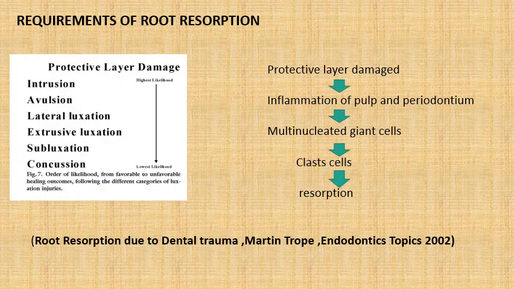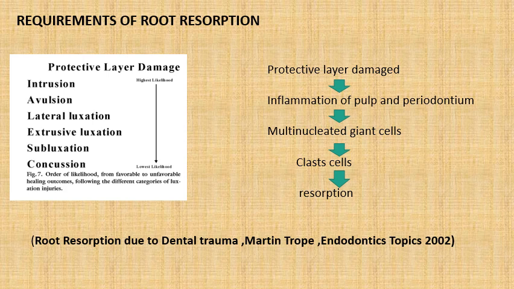What are the requirements? As I already told, whenever there is any injury, like an intrusion, avulsion, or any luxation injury, the first thing that gets damaged is your protective layer. So what is the protective layer? In the root portion, it is cementum, and in your coronal portion, it is dentin. These both protect your pulp and the periodontium, right?